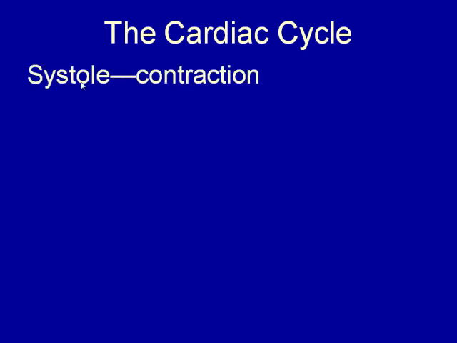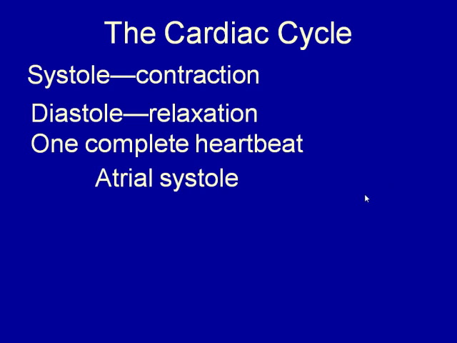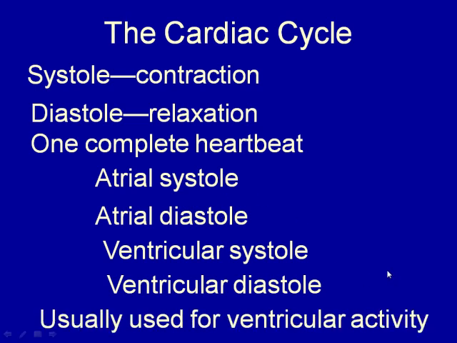All right, a cardiac cycle is one heartbeat. Now, when we use the term systole, we mean the contraction of the muscle, and diastole would be the relaxation of the muscle. So one complete heartbeat could be described as atrial systole, atrial diastole, ventricular systole, ventricular diastole. In other words, the atria contract and relax, the ventricles contract and relax. Now, usually when we use systole and diastole, we're talking about ventricular activity, but it does apply to both.